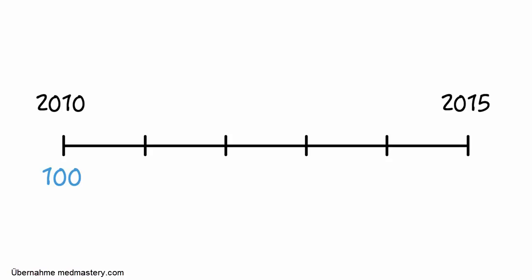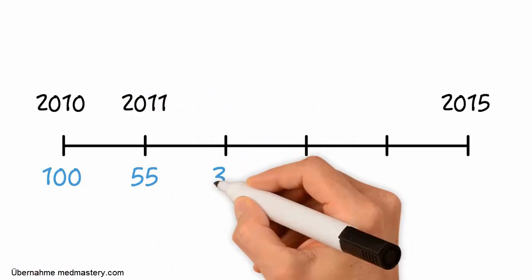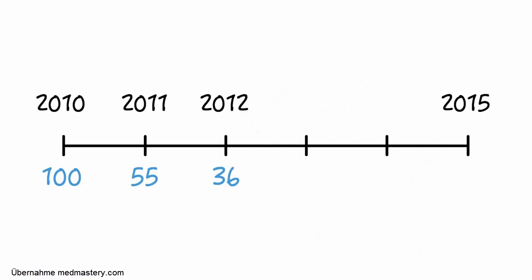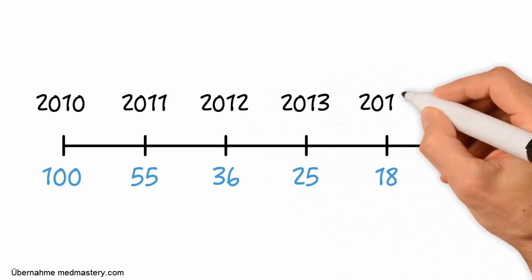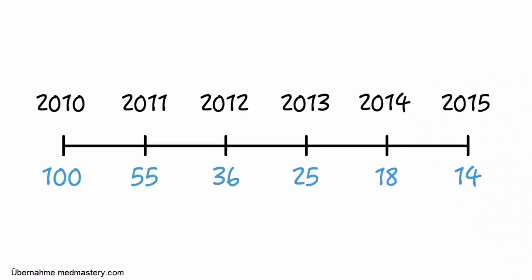Let's assume nobody is lost to follow-up. So people can only leave the study by dying. So of the 100 initial patients, only 55 are still alive in 2011, 36 in 2012, 25 in 2013, 18 in 2014, and 14 in 2015.